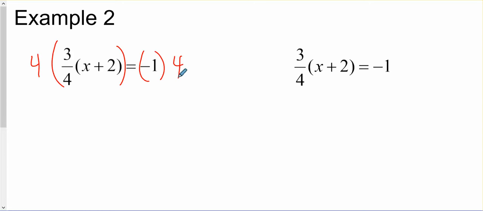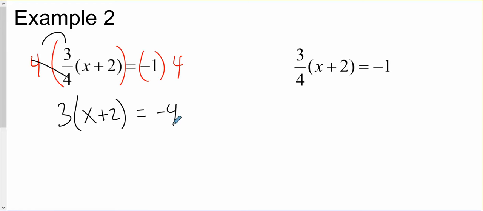Now because this 3/4 is going to eventually get distributed through, I only need to multiply this 4 times the 3/4. So what is 4 times 3/4? Those 4's simplify out, and I'm left with 3 times the quantity x plus 2 equals -4. Okay. Now it's just like any other problem. I can distribute a 3 and get 3x plus 6 equals -4.